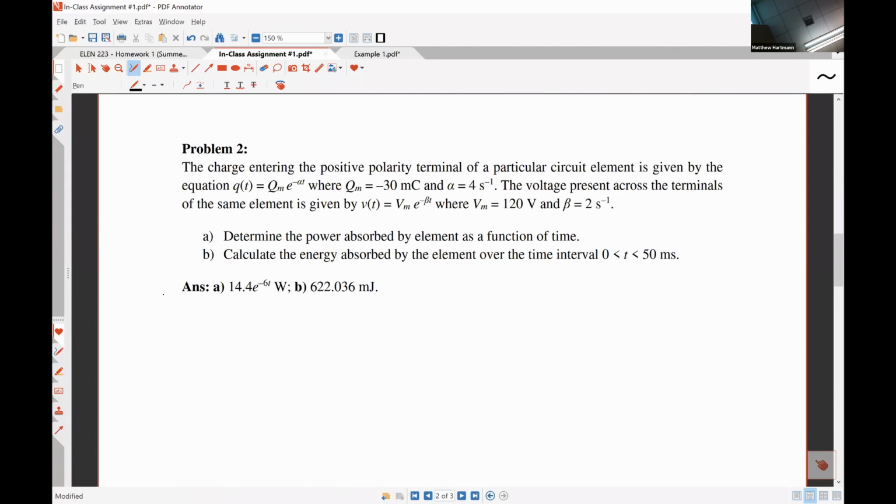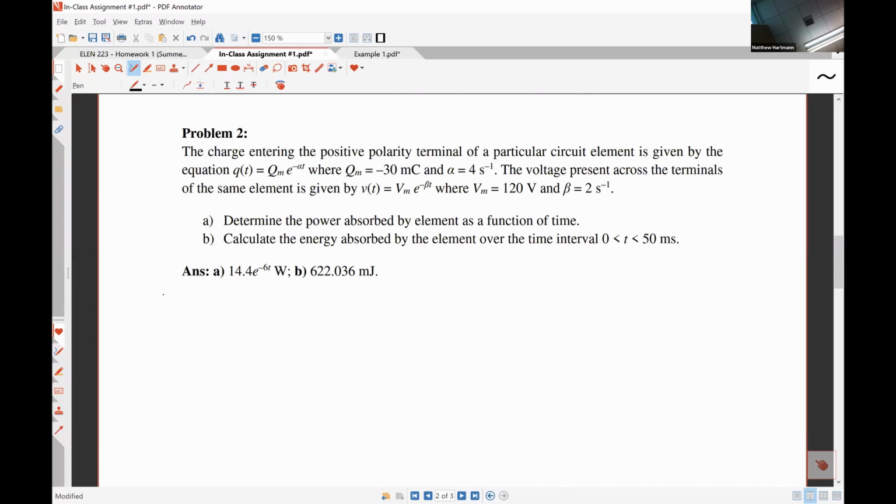All right, this one's maybe a little bit more difficult. We're told that the charge entering the positive polarity terminal of a particular circuit element is given by the equation Q of t is equal to Qm e to the minus alpha t, where Qm is negative 30 millicoulombs and alpha is 4 per second. The voltage present across the terminals of the same element is given by V of t is equal to Vm e to the negative beta t, where Vm is 120 volts and beta is 2 per second. We want to find the power absorbed by the element as a function of time. So how are we going to do that?